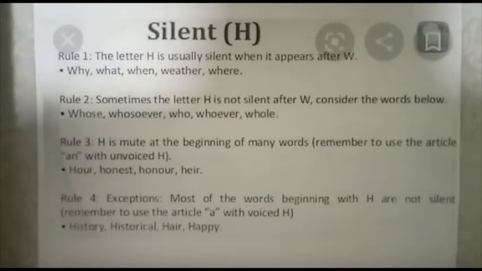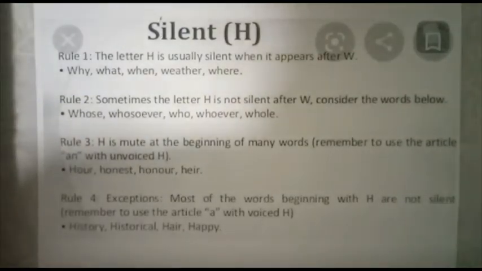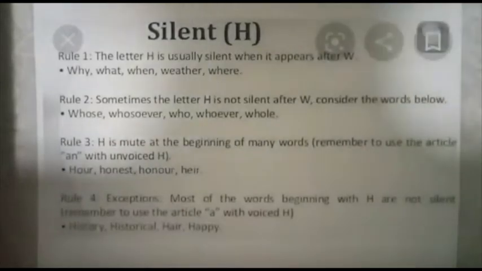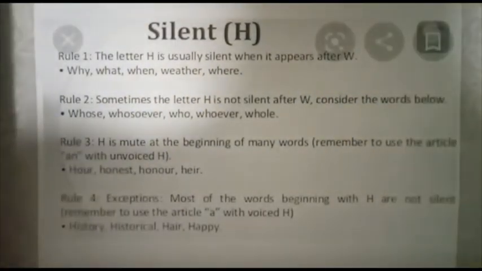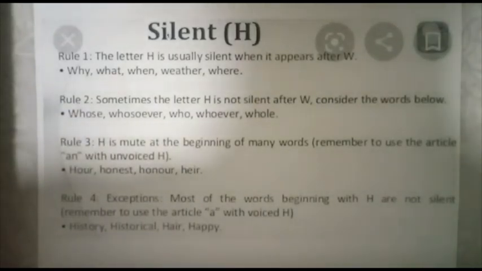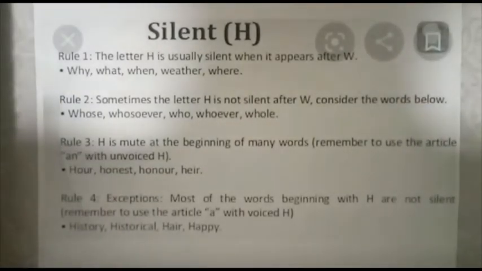Rule number 3: H is mute at the beginning of many words. But remember to use the article an with unvoiced H. Hour, honest, honor, heir. Rule number 4, exceptions: most of the words beginning with H are not silent. Remember to use the article a with voiced H. History, a historical, a hero, happy. These are the words where H is not silent, where the rules are not applied.